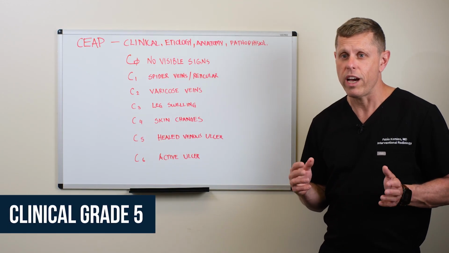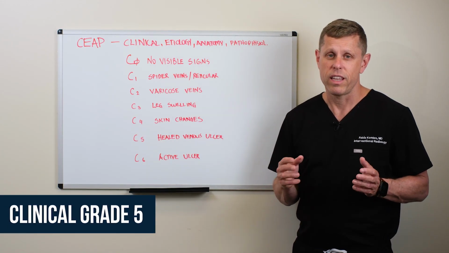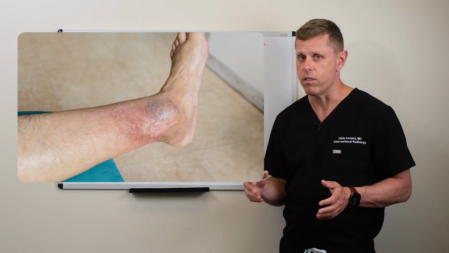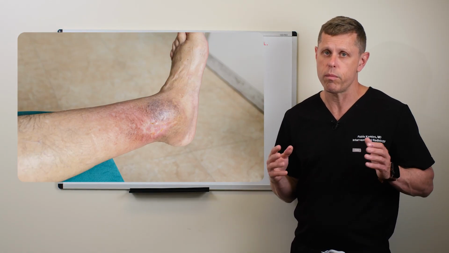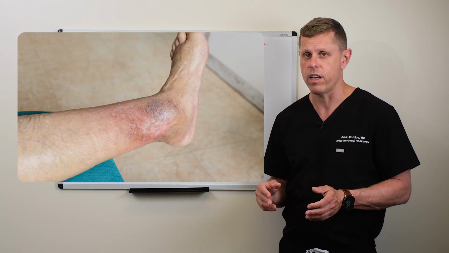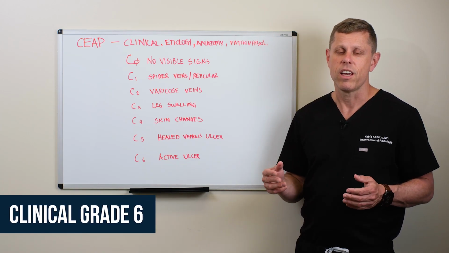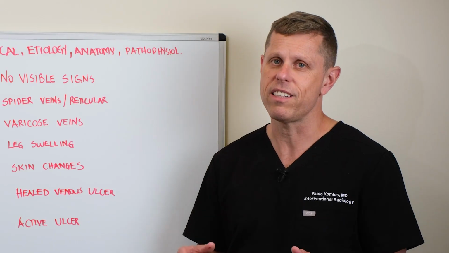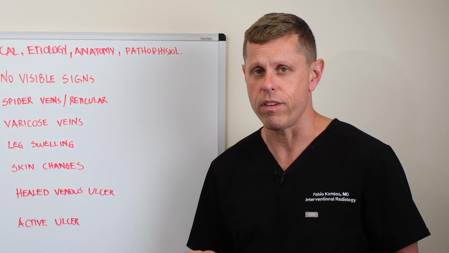C5 is when you had a history of an ulcer that was caused by venous problems and the ulcer had healed. So now you don't have an ulcer, but you had one in the past and you have a scar there. And finally, C6 is when you have an active ulcer that is having difficulty healing. And that is the more severe case of venous disease.